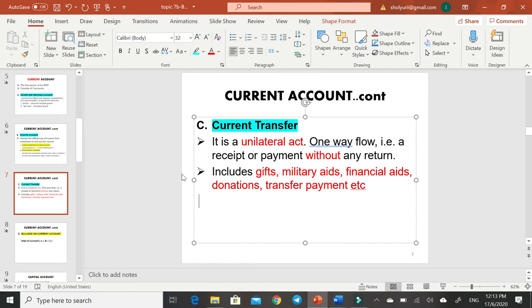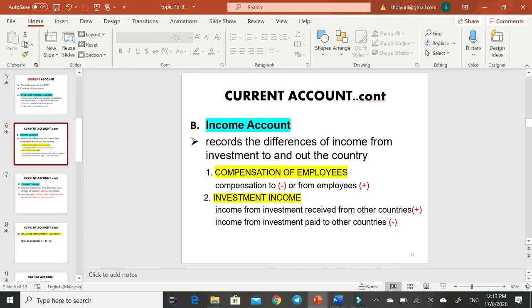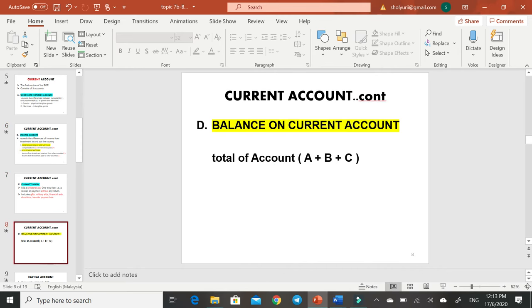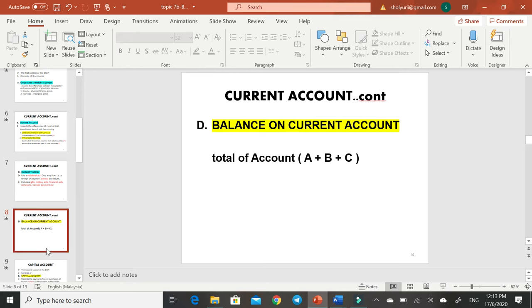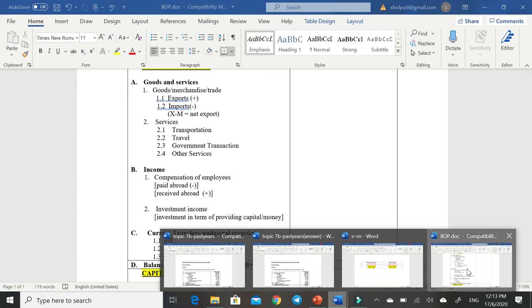Alright? So, hopefully you are okay with that. Alright, so how do we find the balance of the current account? Basically we add the goods and services account and the income account, with the plus and minus already done, and we add the current transfer. You will get the balance on current account, which is the total of A plus B plus C. That's about the current account. So remember, in the current account we have 3 important things, which are goods and services, income account and current transfer.